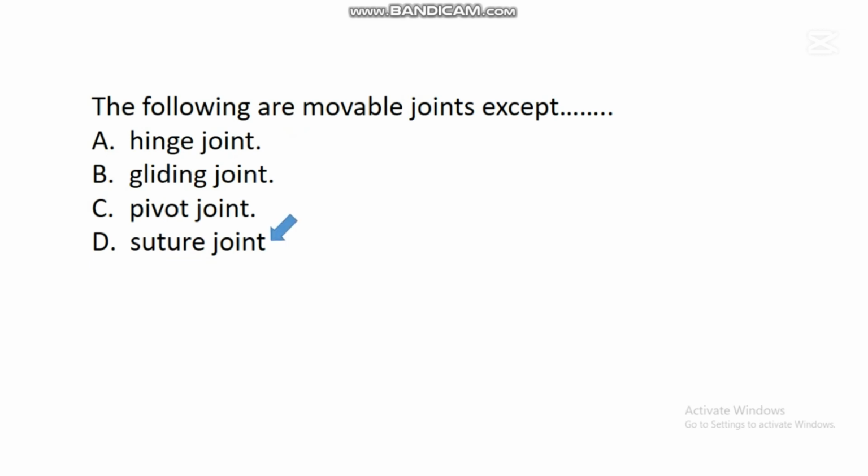Suture joints. Movable joints are those joints that allow bone movements. So we have many examples of movable joints. These movable joints are the hinge joints, the gliding joints, the pivot joint, etc. But suture joint is not a movable joint. Suture joint is an immovable joint.